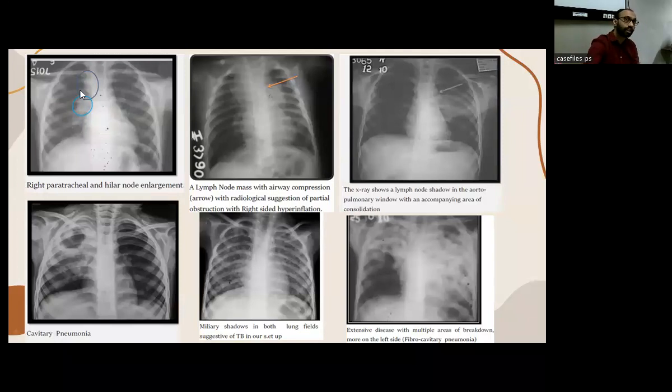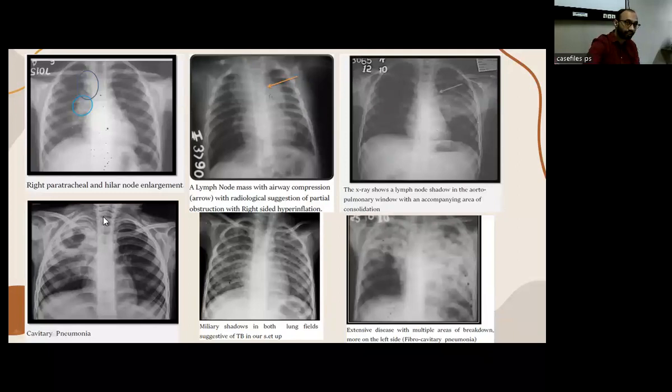So the first thing could be a simple hilar nodal involvement in the paratracheal region or hilar region, or we could have a lymph nodal mass with significant airway compression. And here it is suggested by the right-sided hyperinflation of this lung because there's a partial obstruction of this airway. Or there could be a lymph nodal mass with adjacent consolidation.